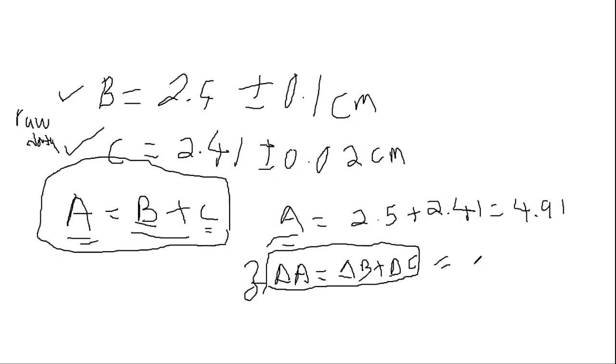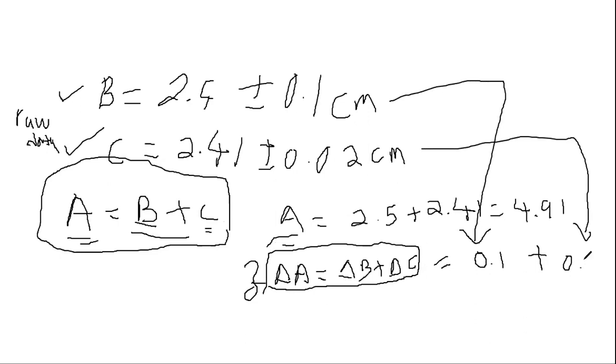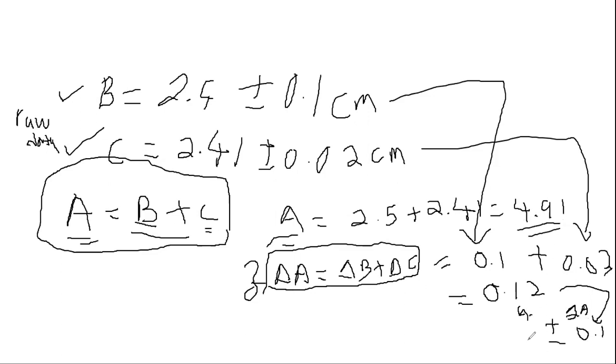In this case, what is the uncertainty for A? Uncertainty of B, which is 0.1, plus uncertainty of C, which is 0.02. So what is the uncertainty overall? 0.12. This is the uncertainty of A. So write the answers for both A and change of A. For the change of A, you can't write 0.12. Why? Two significant figures. How do you write it? 0.1. And your A is how much? 4.91. How do you write it? Anyone?